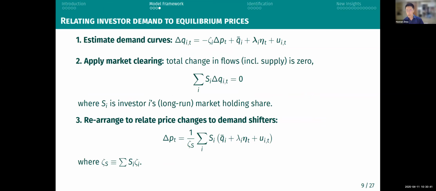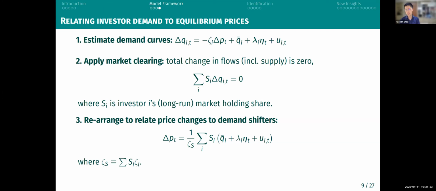And we are going to apply market clearing, because once we write down each individual investor's demand curve, we'll be able to impose a market clearing condition to arrive at an equilibrium and an asset pricing equation. The market clearing condition is rather simple. It dictates that the total change in flows, including supply, which we model as a negative flow, is going to be 0. And you can see here that because we do the linearization with respect to long-run market share, we can actually use this long-run market holding share as the weight when we do this aggregation.